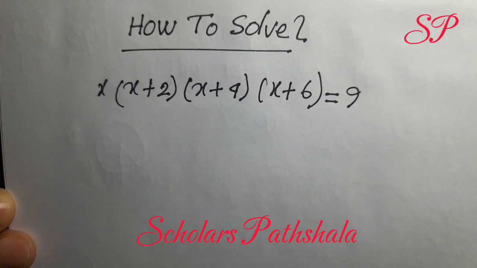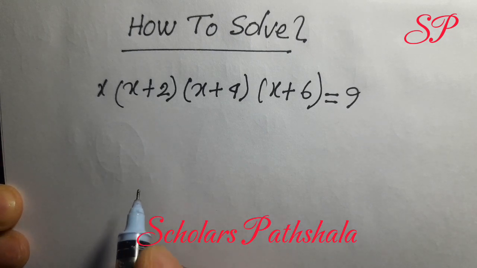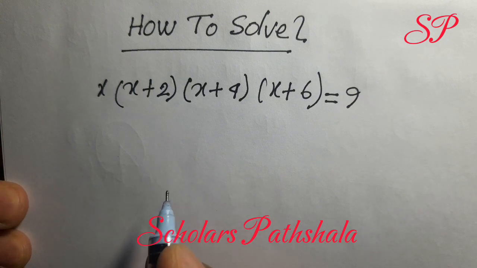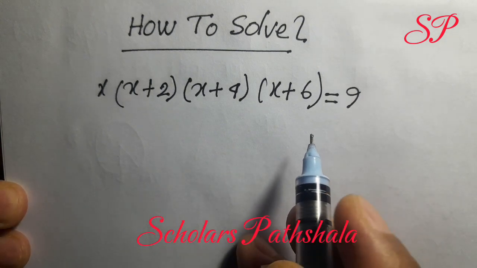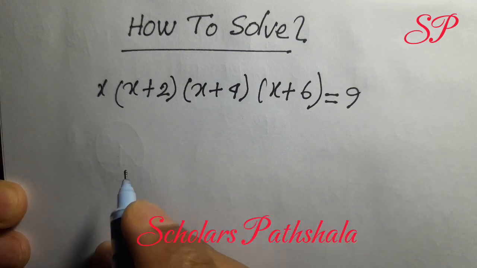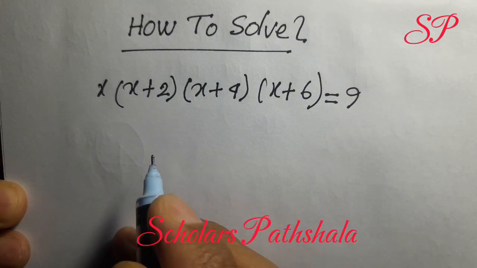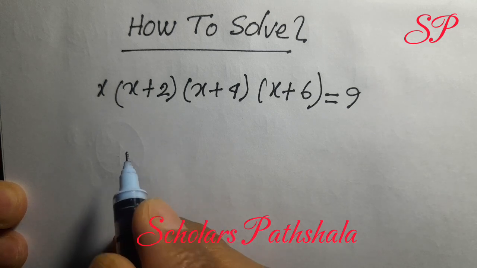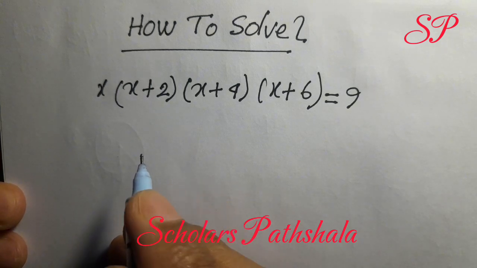Today I'll solve an interesting equation. Here it is given that (x + 2)(x + 4)(x + 6) is equal to 9. Let's start: how can we solve this equation in the easiest way?